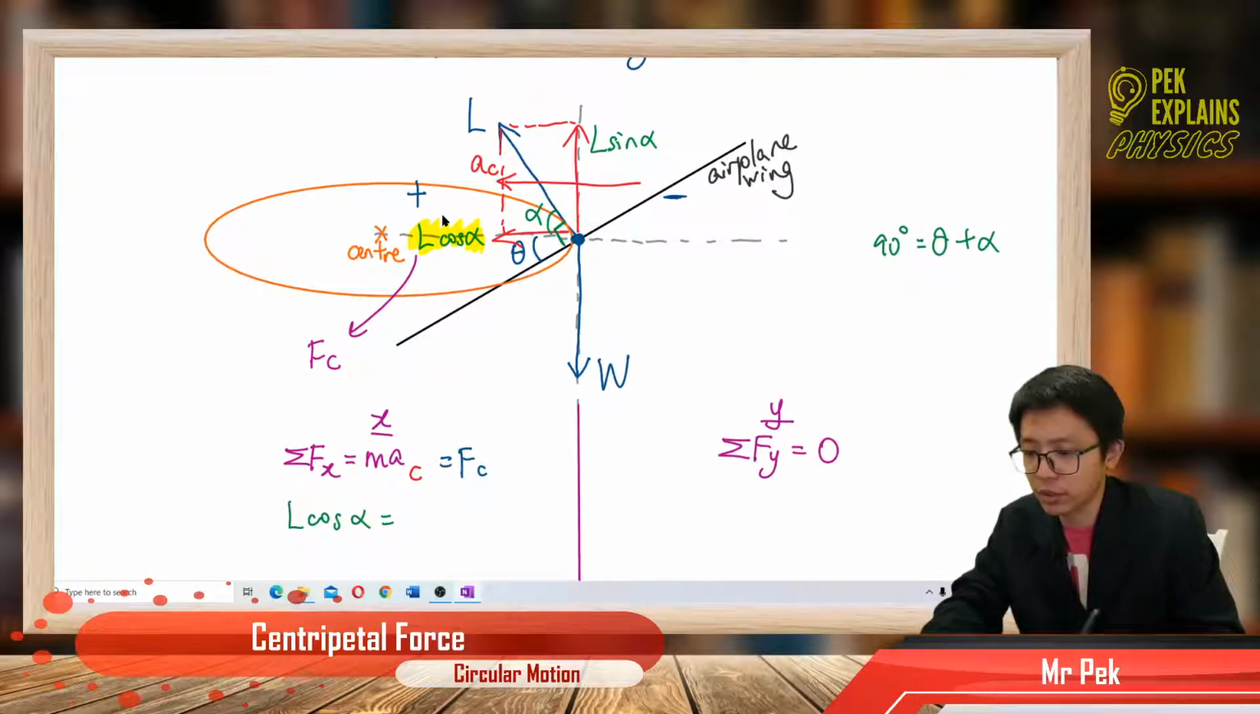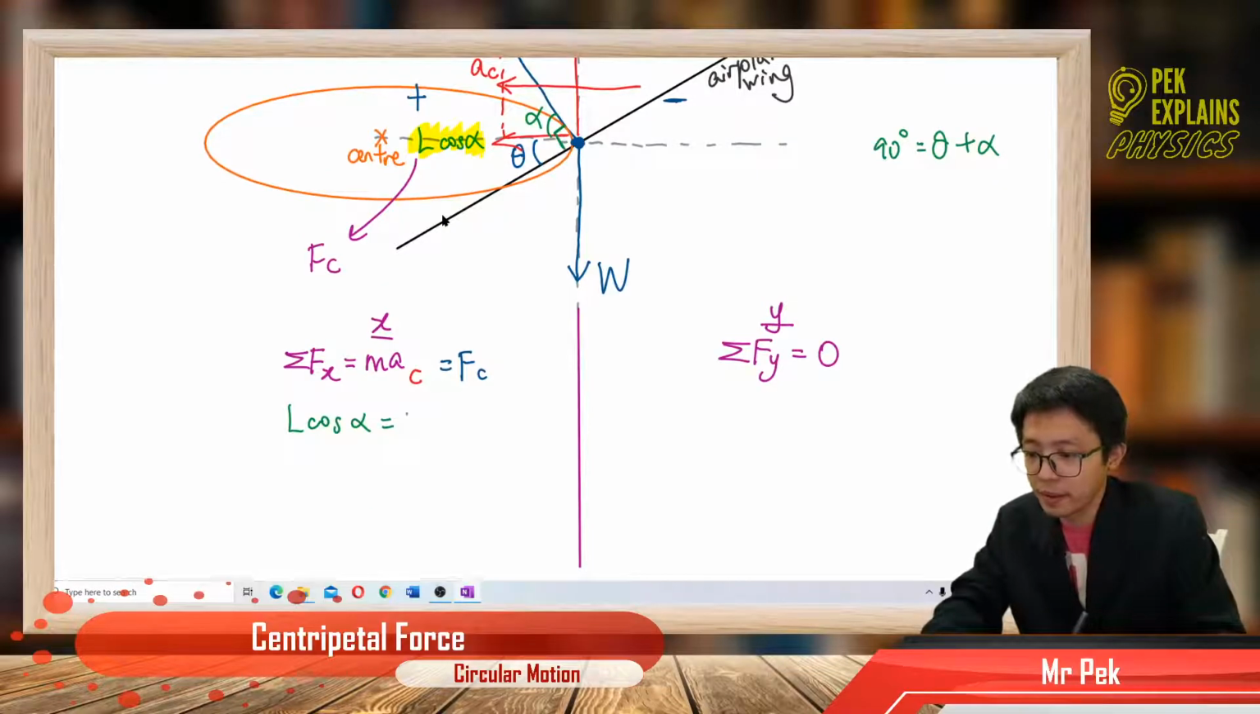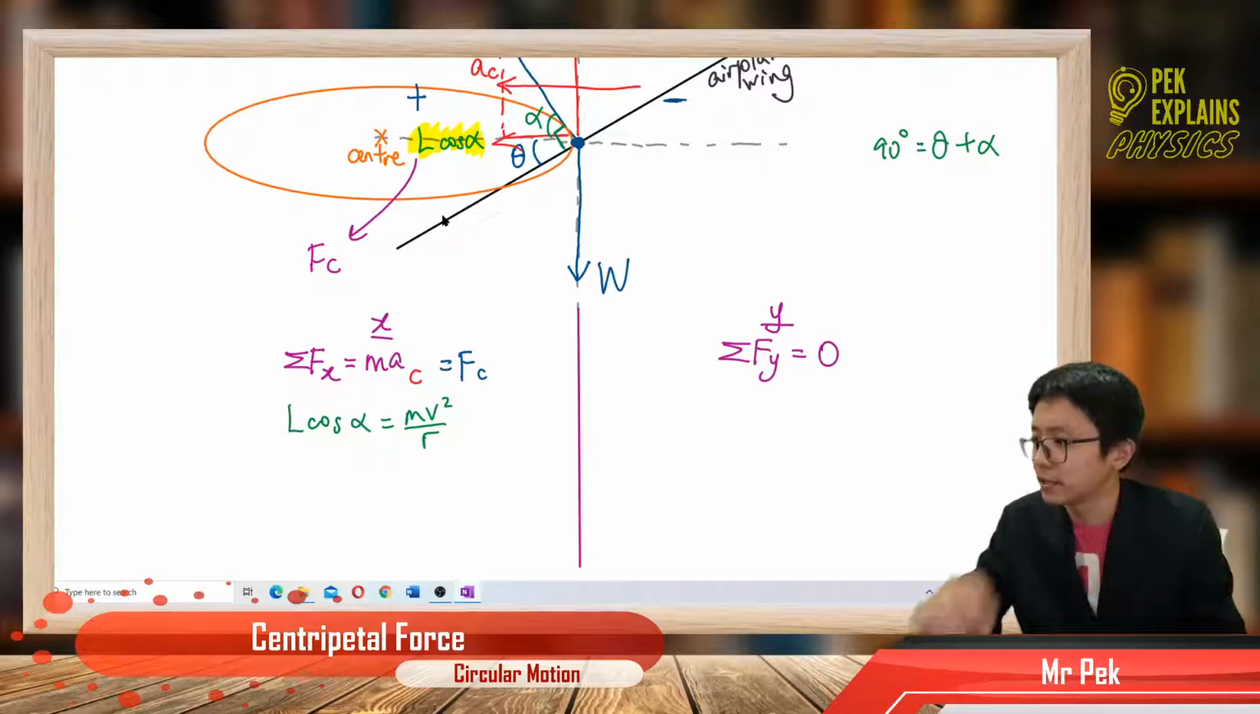The centripetal acceleration formula is V squared over R. So we have mv squared over R. Okay? That's great. We have the formula.